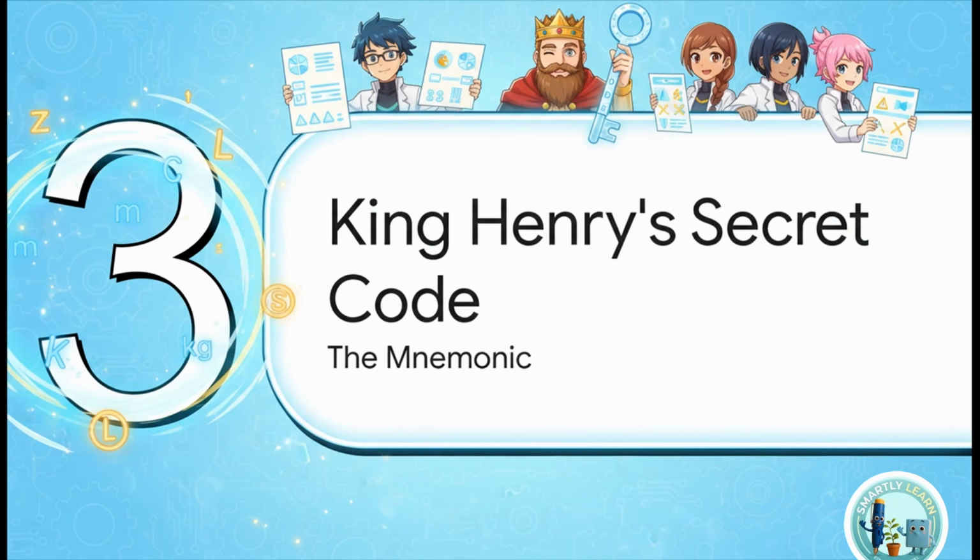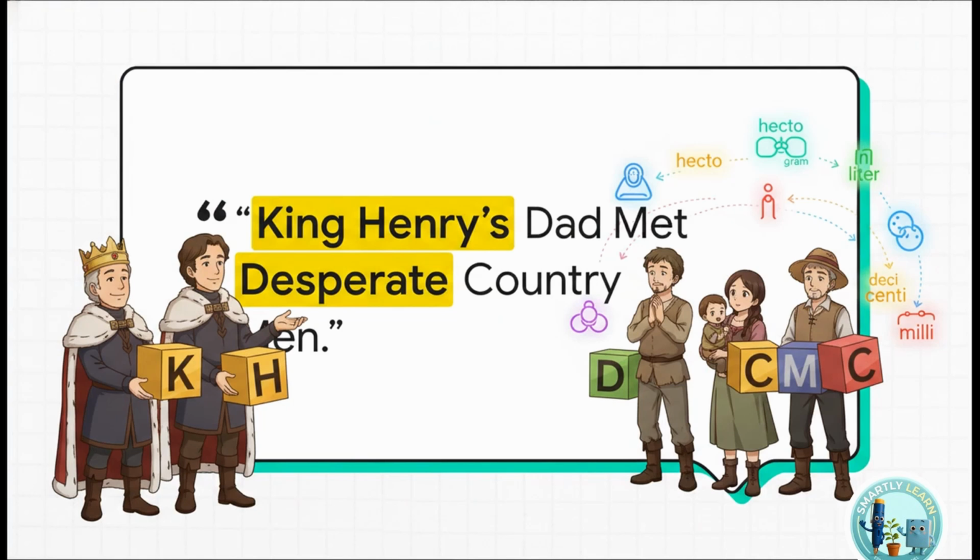Okay, so we've got our base units and we've got our prefixes. But how in the world are you supposed to remember which one goes where? Don't worry, I got you. Get ready, because I'm about to let you in on a little secret. A secret code that makes all of this an absolute breeze. And here it is. King Henry's dad met desperate countrymen. I know, it sounds totally random and kind of silly, but trust me on this one, this goofy little sentence is the key that unlocks everything. You're going to want to remember this one.